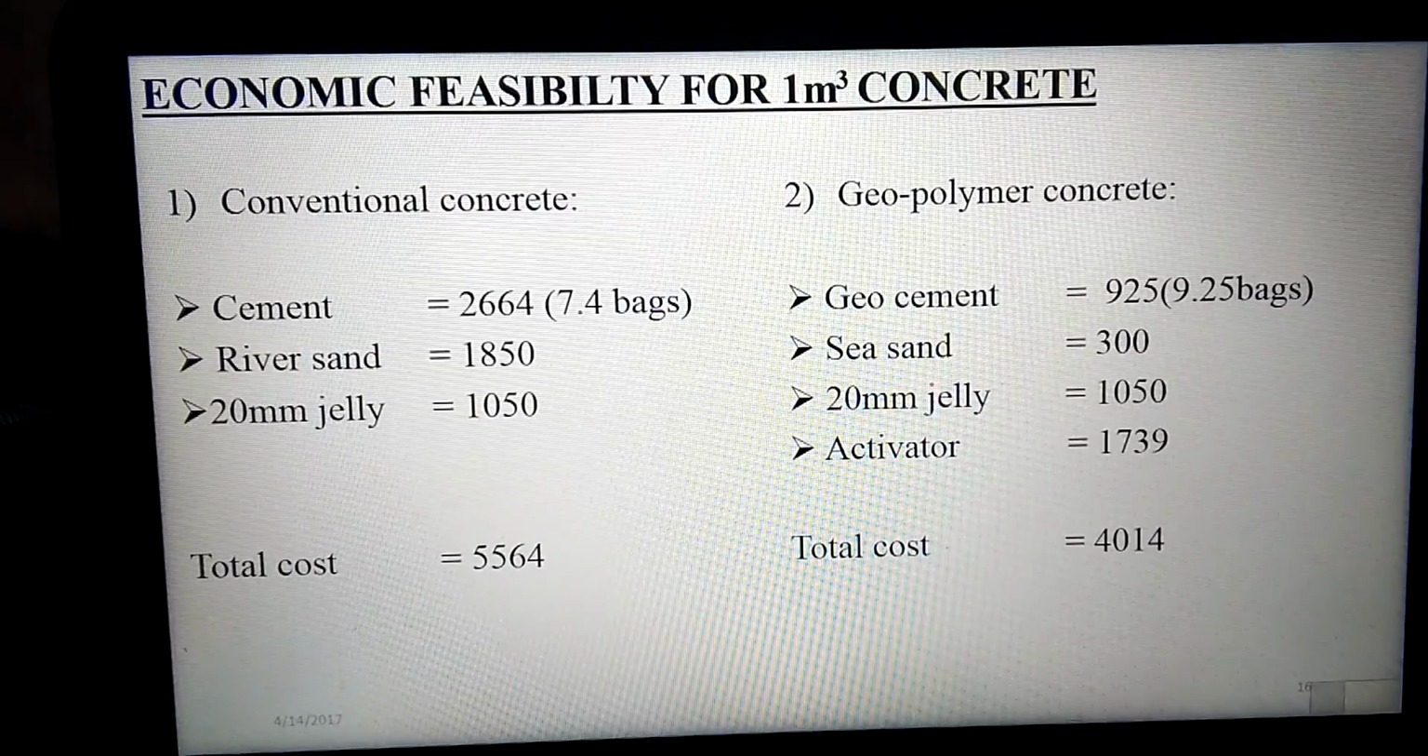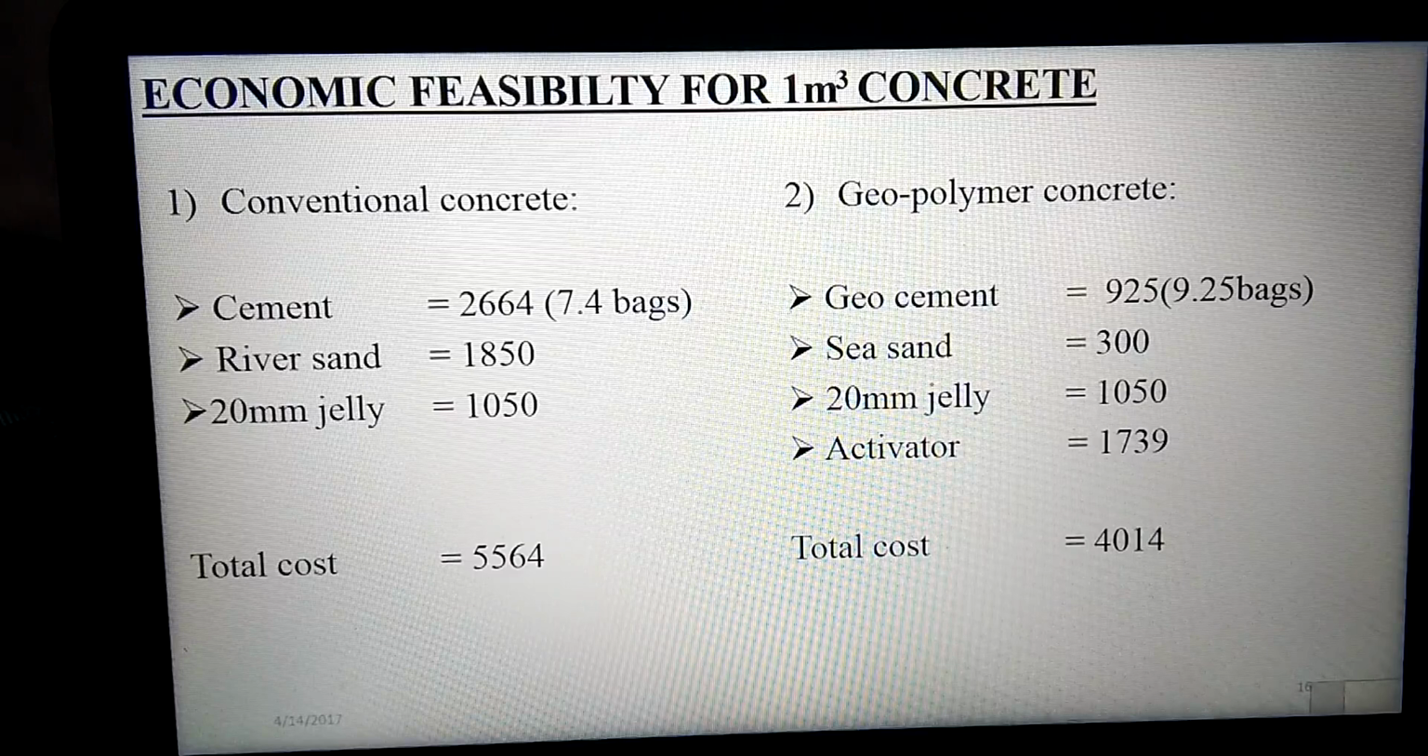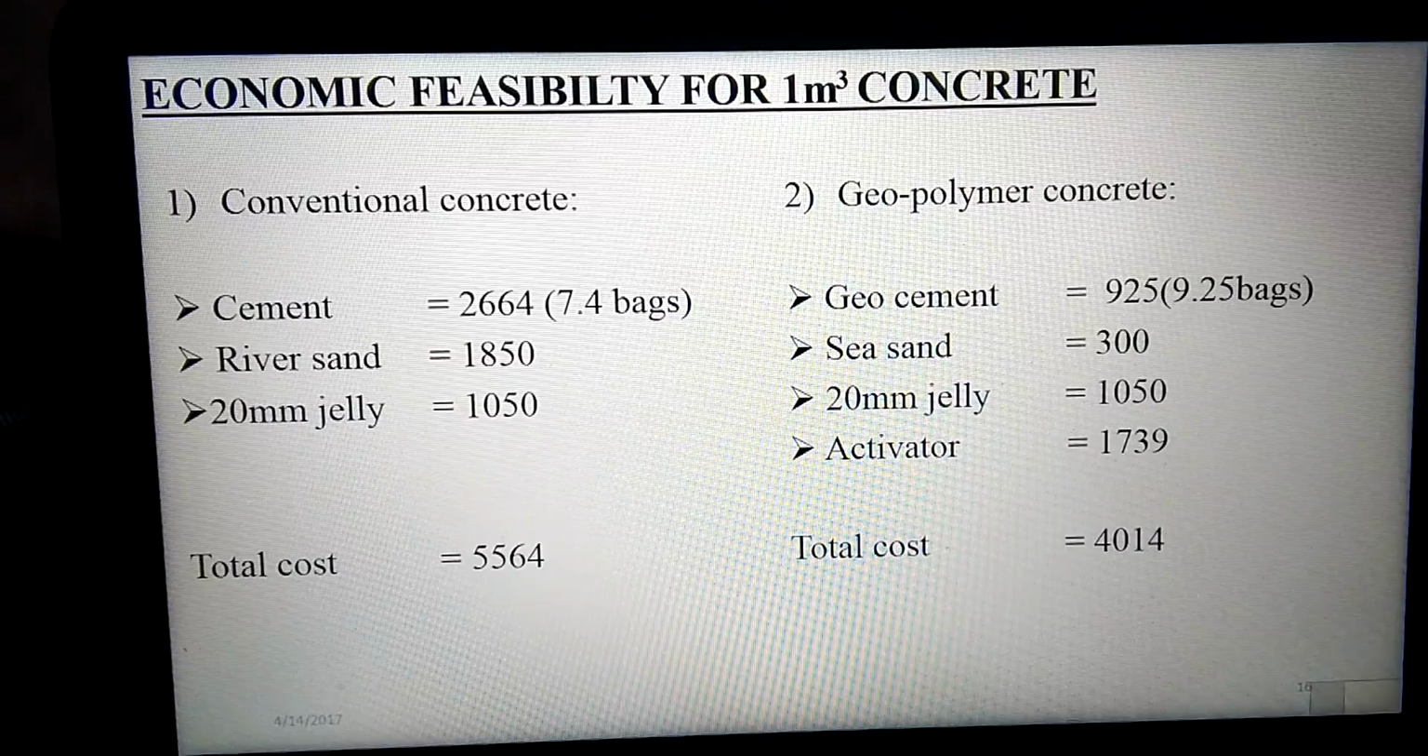Here we have compared the economic feasibility for 1 cubic meter of concrete for both conventional concrete and geopolymer concrete. For 1 cubic meter, the total cost of conventional concrete is 5564 rupees, and for our geopolymer concrete it is 4014 rupees. By using our geopolymer concrete, we are saving up to 1550 rupees per cubic meter.